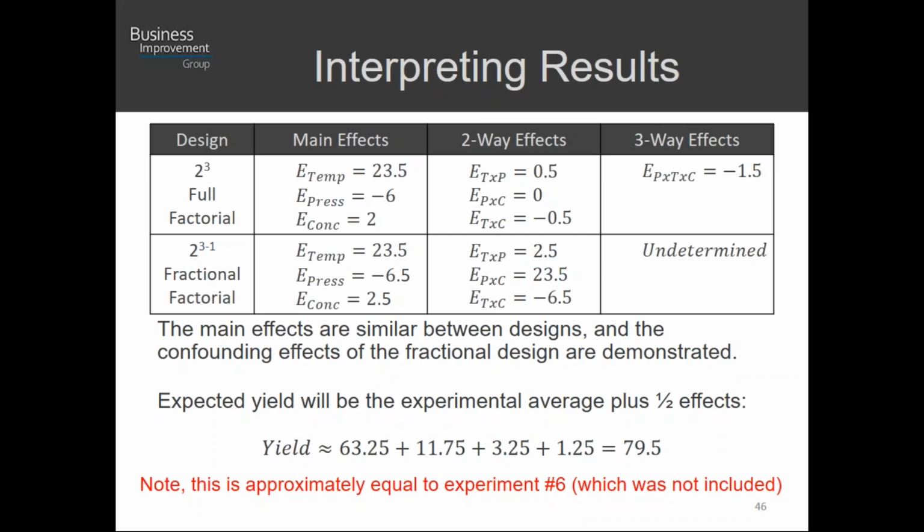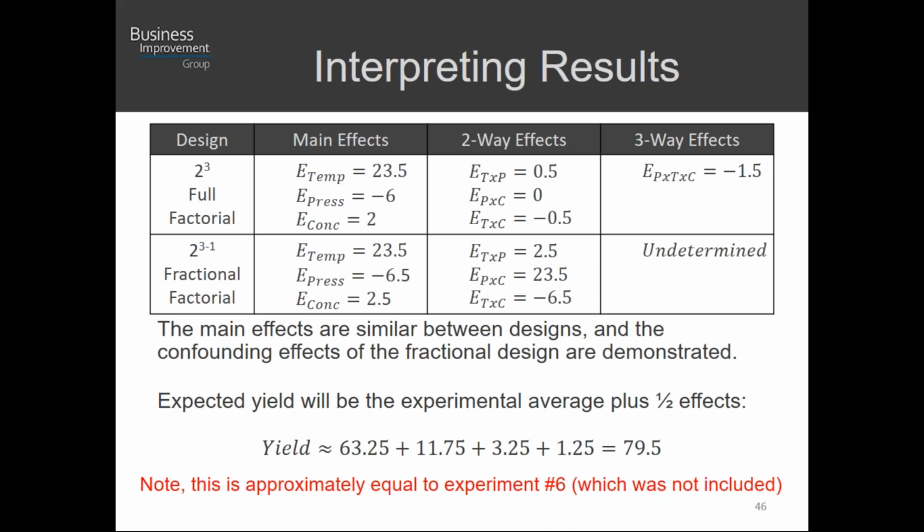Now, if we do the same approach, where I took all those 4 runs and came up with the overall average, and I took those half effects from the main effects, the high temperature, the low pressure, and the high concentration, I come up with a value of 79.5. Now, remember before, when we did the full experiment, it was 79.75. Again, I said close to 80%, right?